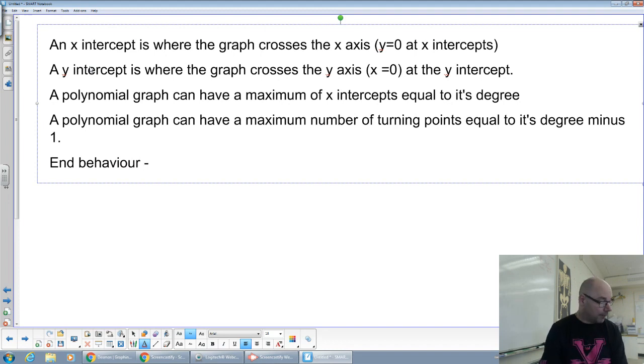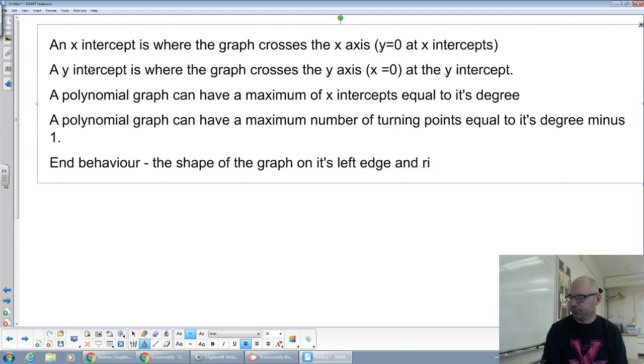If we're talking end behavior, for a polynomial graph, it's the shape of the graph from left to right on the edges, on the left edge and on the right edge. Well, it's any graph, I guess, but we're looking at polynomial ones specifically. The shape of the graph on its left edge and right edge.